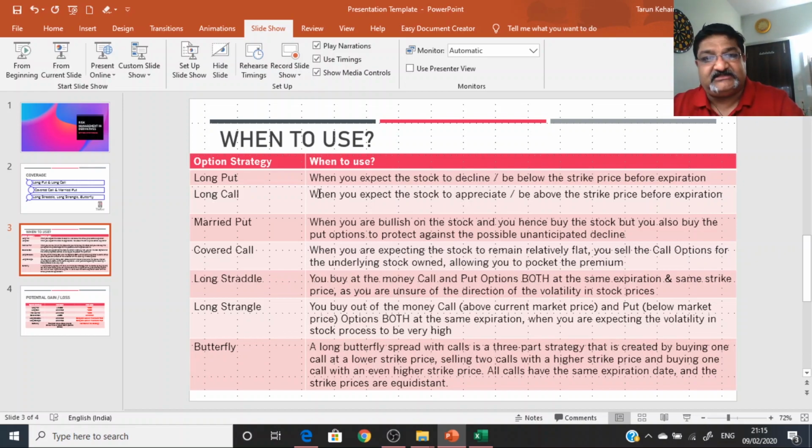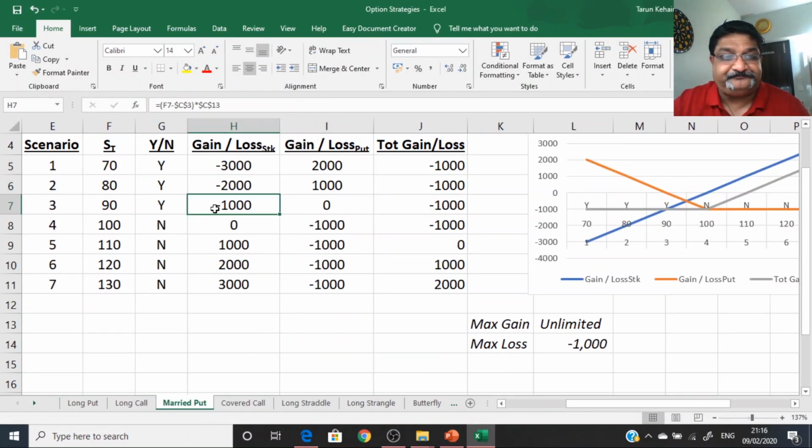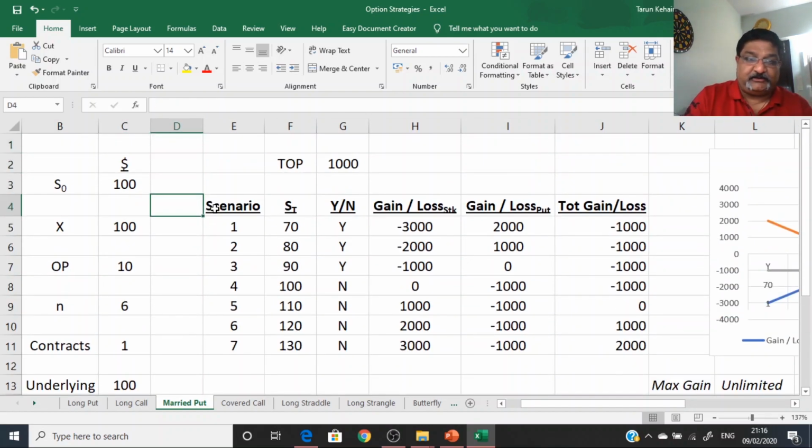So you also invest in put options. So let's look at how the graph looks for the married put. Now, if you go to the graph, rather, first let's look at the numbers.